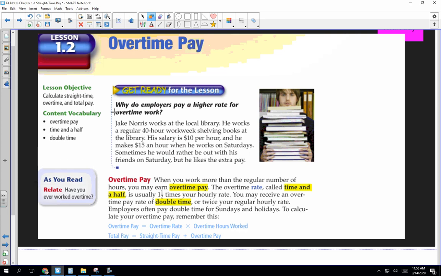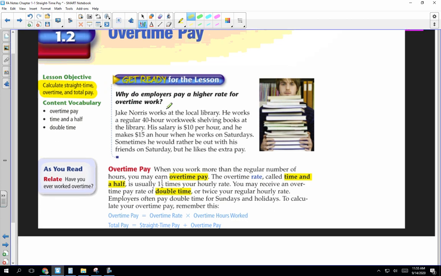This is Chapter 1, Lesson 2, Overtime Pay. Our lesson objective is to calculate straight time, overtime, and total pay. So why do employers pay a higher rate for overtime work?